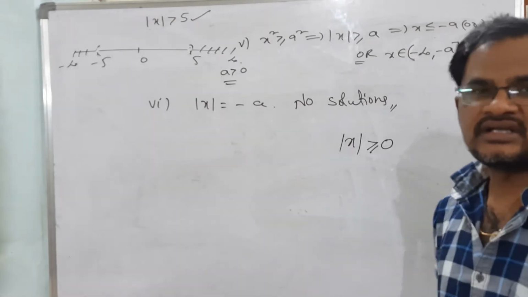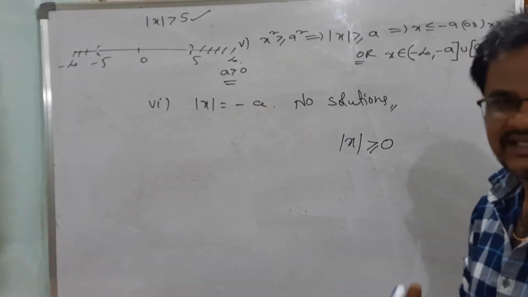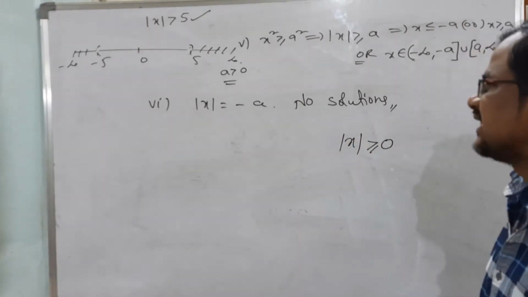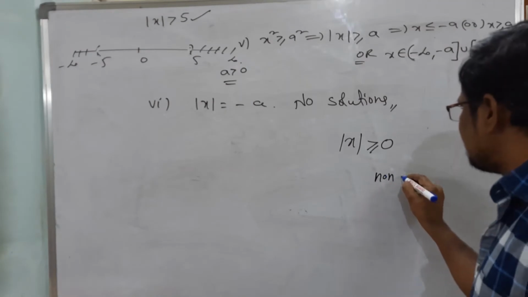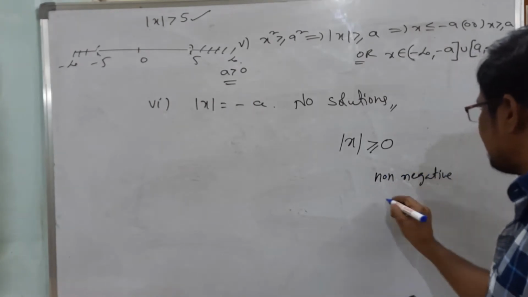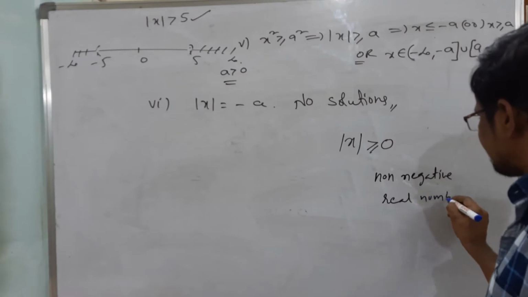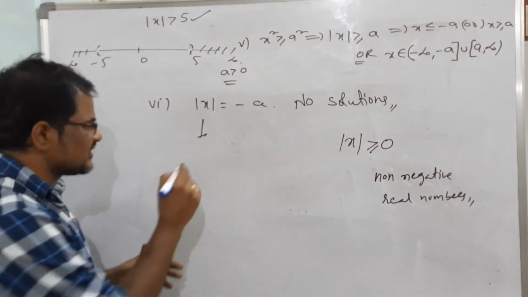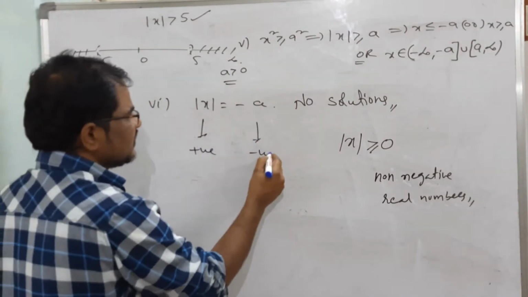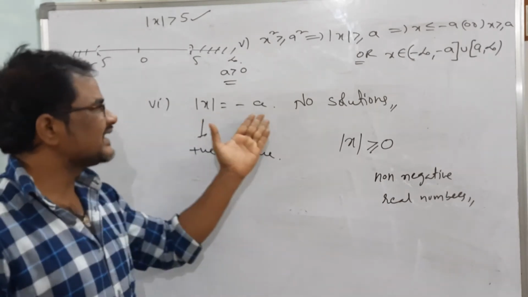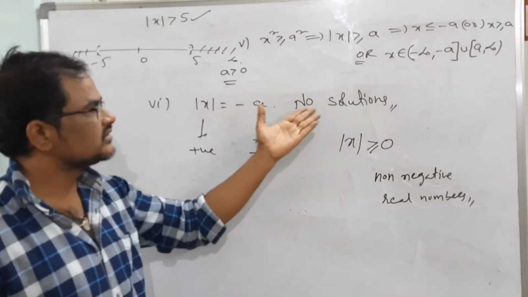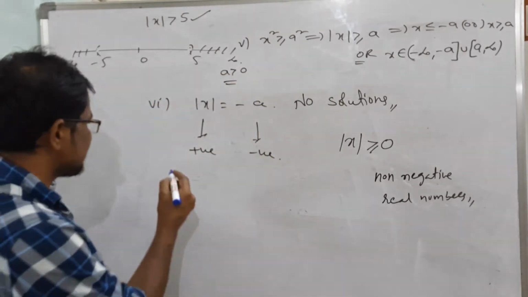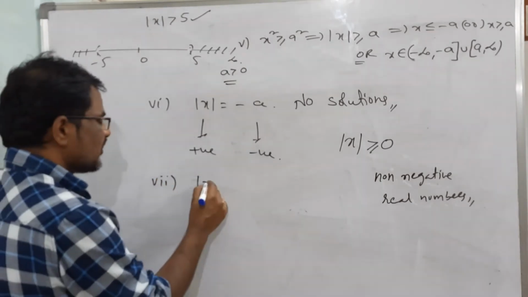After 0, onwards means greater than 0. Equal to 0 or greater than 0 means non-negative real numbers. Right? Otherwise, if it is positive, here it is negative. A positive value is never equal to a negative value. So that's why this equation has no solution.